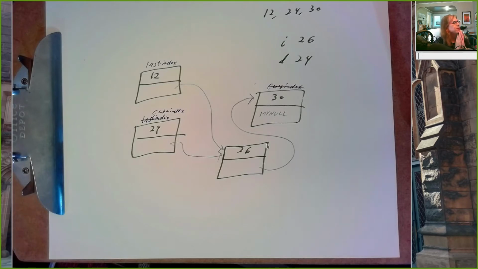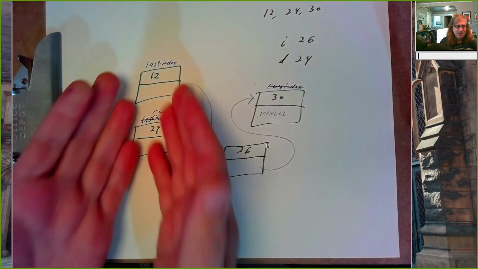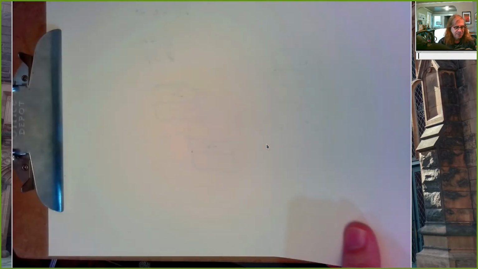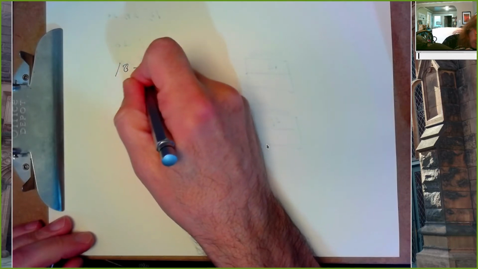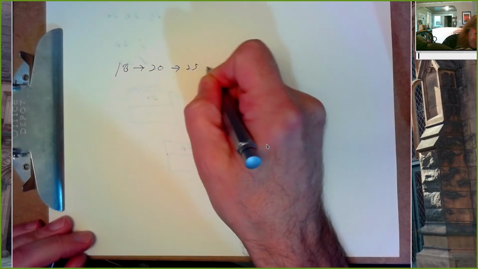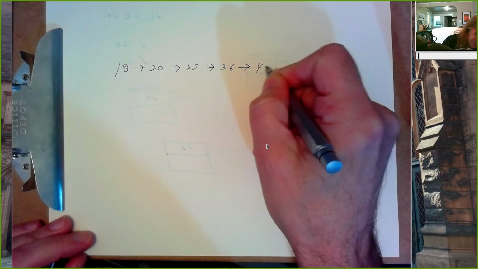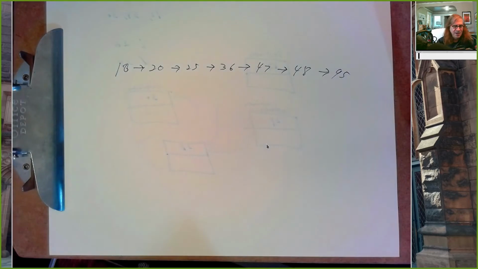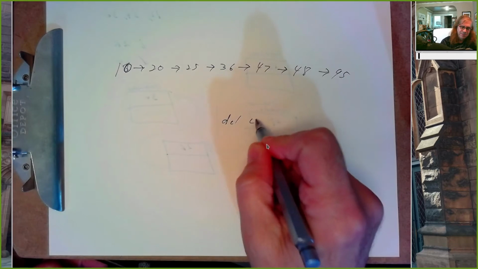All right, so let's see. Why not just have each node also have a pointer to the last node? What last node? By last node I mean the previous node as I'm going through the list. So let's think of it like this. Let's suppose I have a 10, points to a 20, points to a 25, points to a 36, points to a 47, points to a 48, points to a 95. And suppose my list starts here. And suppose I want to delete 47.